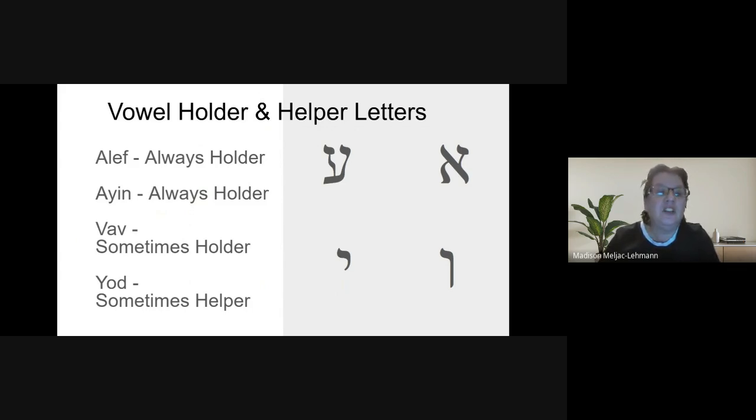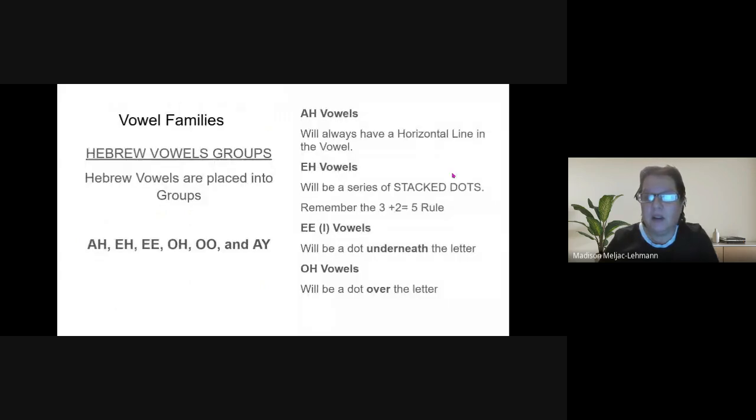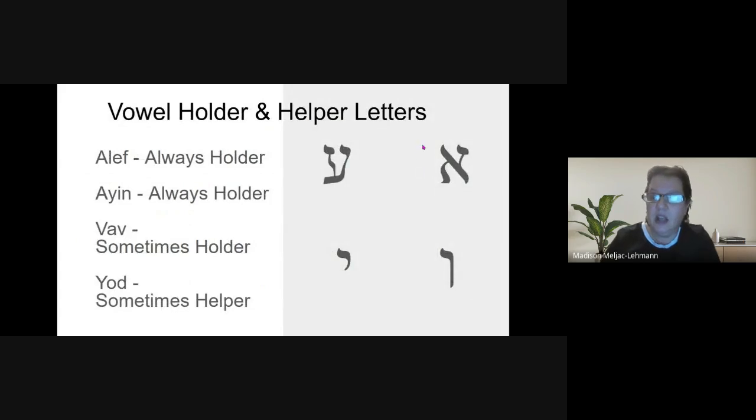Now we are talking about vowel holders and vowel helper letters. And so we have the aleph right here. I don't know if you guys can see my cursor. It always does that. Sorry. Here's my cursor. There you go. The aleph is always a holder. It's not a helper. It's always a holder, meaning that you'll find a vowel underneath. You could find it on the side, not normally, or you could find it on top, but you're never going to find it on these others. But there's always going to be a vowel somewhere.